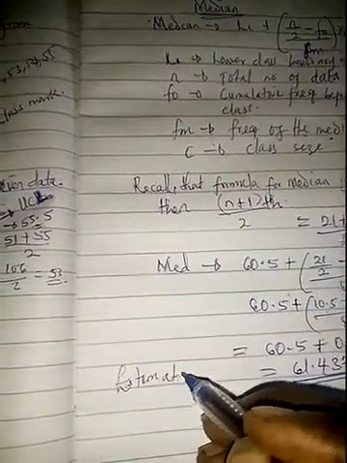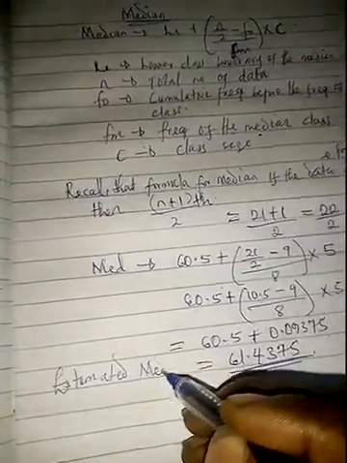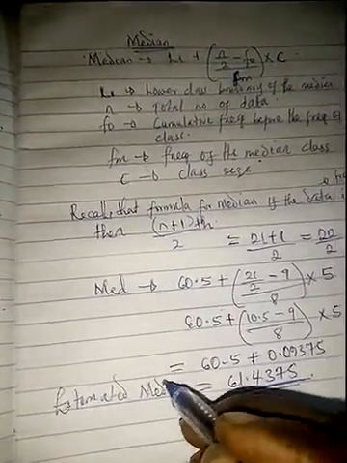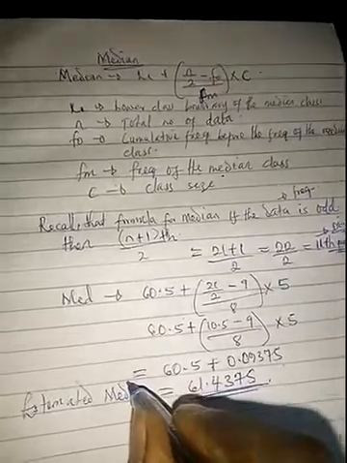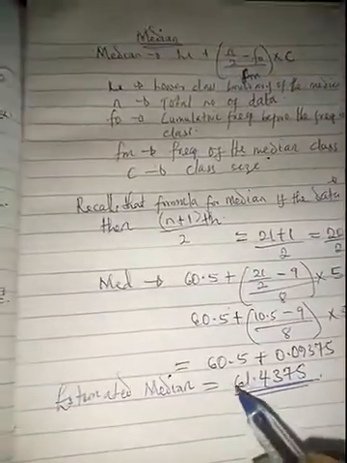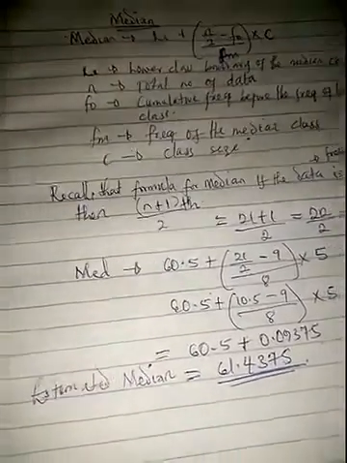You can see how simple it is. The only thing is for you to understand, and then you should be able to interpret the formula. So today we are done with mean and median of grouped data.